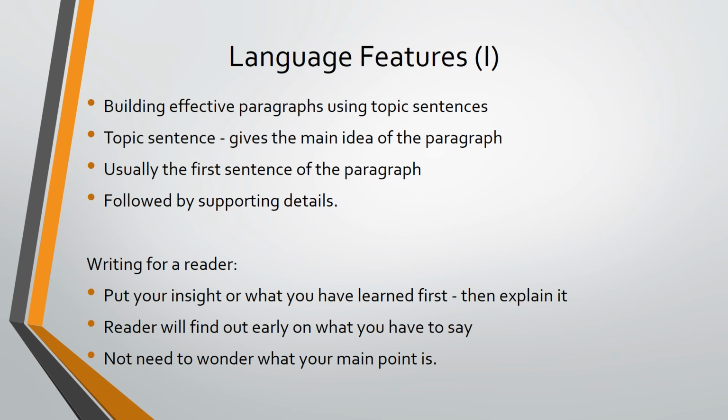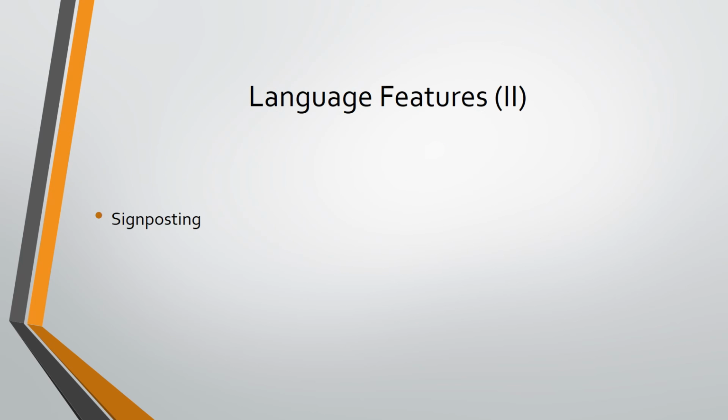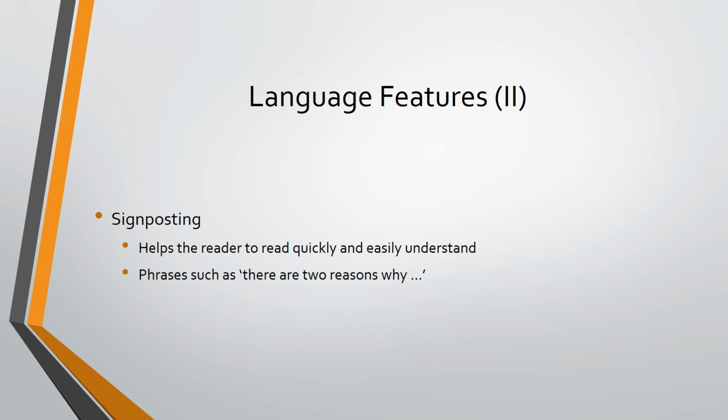The next point is signposting. Signposting language helps the reader to read quickly and easily understand what you are saying in your paragraph. Phrases such as "there are 2 reasons why," or transition words such as "however" or "as a consequence" are really useful at signaling what you are going to say.